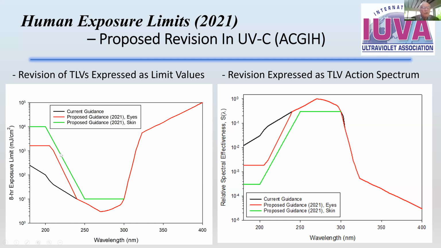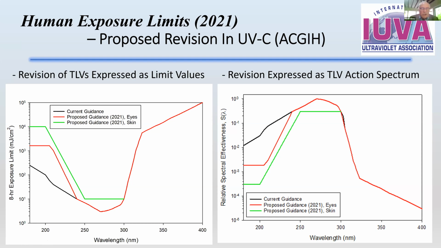And so as you can see, the proposed guidance for the skin is the green line, and that's quite a bit larger than the proposed levels for the eye, which is the red limit. And then you'll notice that the black line is the current official limits of ICNIRP and ACGIH. So if these are accepted, you see at 222, there's quite a large change, by an order of magnitude or more, in comparison with the current limits.